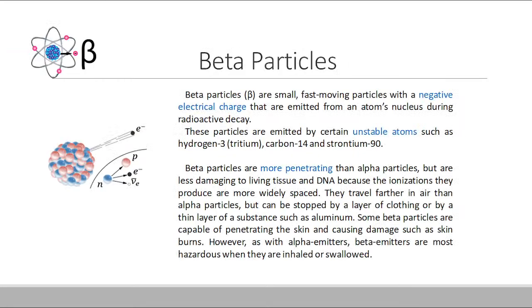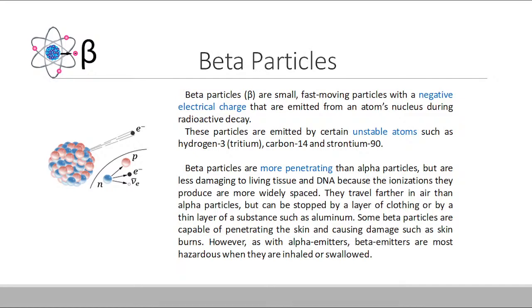Beta particles. Beta particles are small, fast-moving particles with a negative electrical charge that are emitted from an atom's nucleus during radioactive decay. These particles are emitted by certain unstable atoms, such as hydrogen-3, carbon-14, and strontium-90. Beta particles are more penetrating than alpha particles, but are less damaging to living tissue and DNA because the ionizations they produce are more widely spaced.